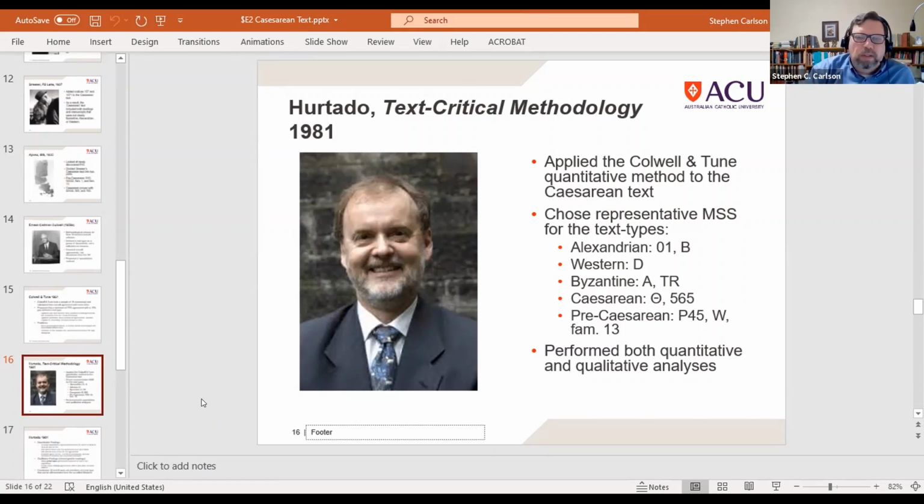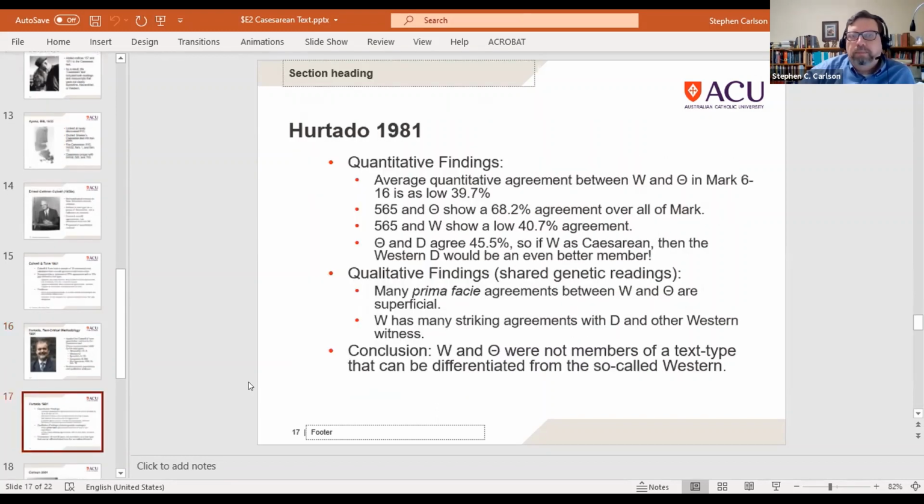And then the Caesarean text. For the Caesarean text, he looks at theta, he looks at 565. And for the pre-Caesarean text, he looks at P45, W, and family 13. And he does both a quantitative and a qualitative analysis. So it's not just this mathematical method. He also looks at the readings and sees how strongly compelling they are.